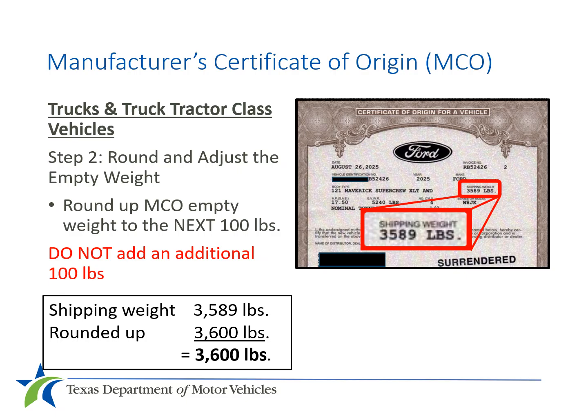Rules for a truck and truck tractor class vehicle are slightly different. These rules require the weight listed on the MCO to be rounded up to the next 100 pounds and use the rounded weight as your empty weight. Do not add an additional 100 pounds.